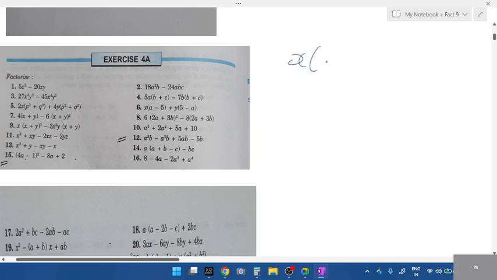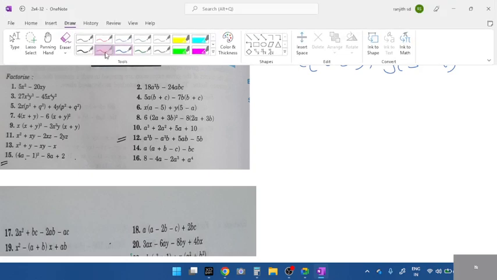Sixth question. X into a minus 5 plus y into 5 minus a. First thing, bracket is given. Second thing, check whether the values are same. No, but the position is not the same, right? So what do you do when the position is not same, students? How do you solve this?